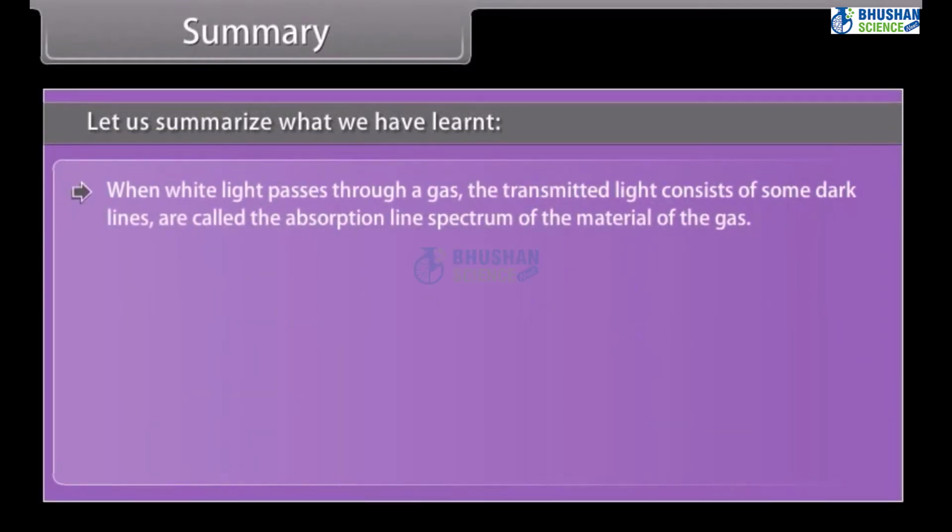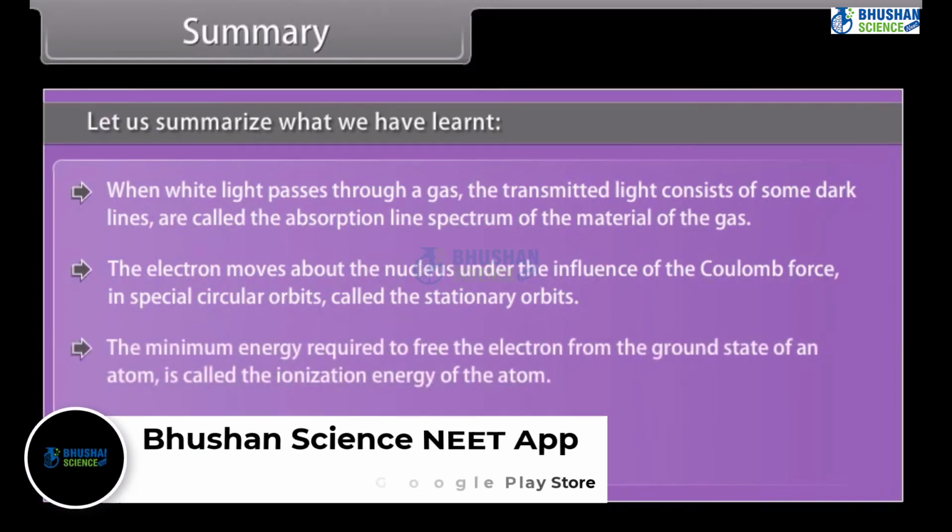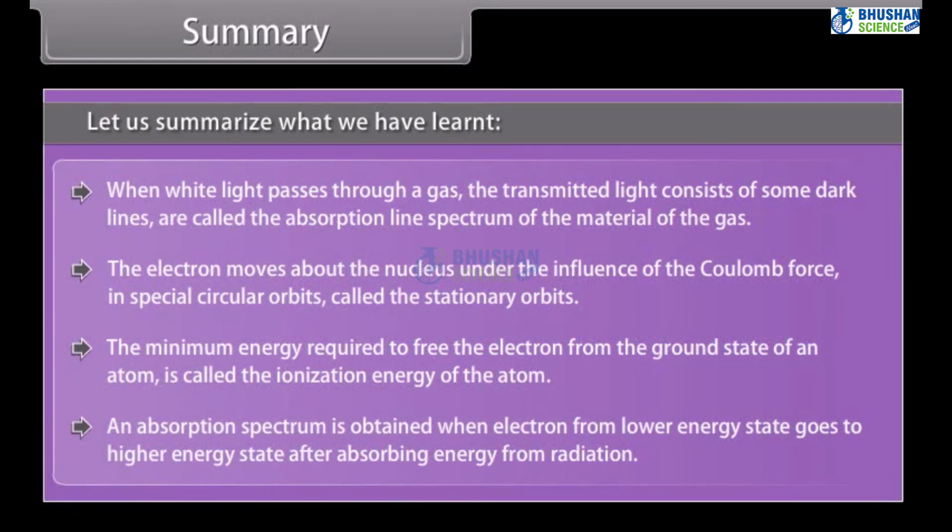When white light passes through a gas, the transmitted light consists of some dark lines called the absorption line spectrum of the material of the gas. The electron moves about the nucleus under the influence of the Coulomb force in special circular orbits called the stationary orbits. The minimum energy required to free the electron from the ground state of an atom is called the ionization energy of the atom. An absorption spectrum is obtained when electron from lower energy state goes to higher energy state after absorbing energy from radiation.